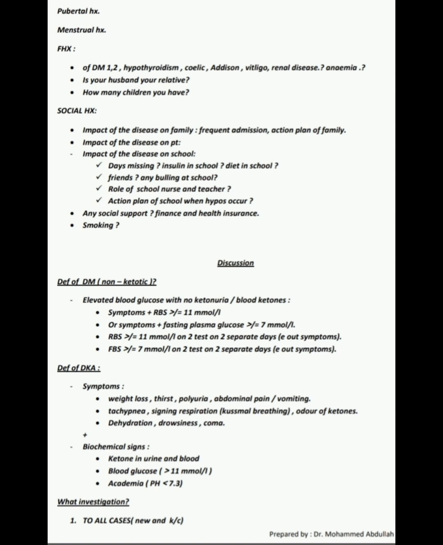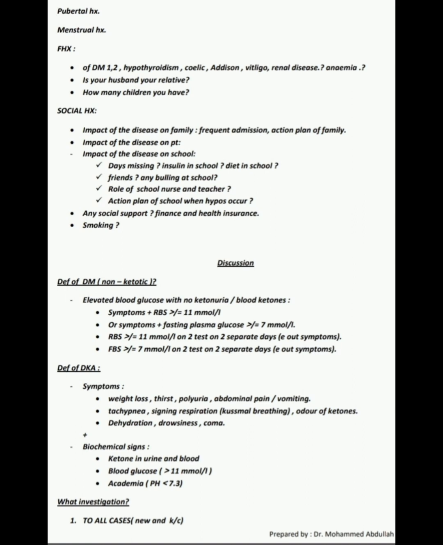Now, the discussion. First, what is the definition of diabetes mellitus, non-ketotic? Elevated blood glucose with no ketonuria or blood ketones. Symptoms plus RBS more than 11 millimole per liter, or symptoms plus fasting plasma glucose more than or equal to 7 millimole per liter. Or RBS more than or equal to 11 millimole per liter on 2 tests on 2 separate days without symptoms, and fasting blood sugar more than or equal to 7 millimole per liter on 2 tests on 2 separate days without symptoms. So this is the definition of diabetes mellitus non-ketotic.